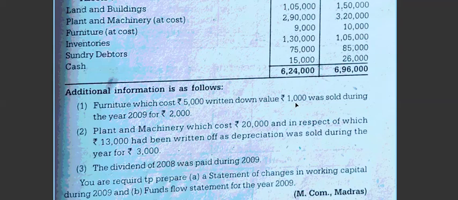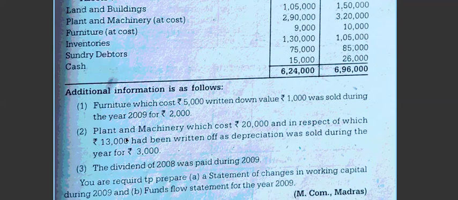Written down value is 1,000. It means 5,000 minus 1,000, 4,000 is the depreciation. Machinery of 1,000 was sold for rupees 2,000. It means there is a profit of 1,000 rupees. So you have to show the profit of 1,000 rupees, sale value 2,000 rupees, and a depreciation of 4,000. I mean you have to open the furniture account.